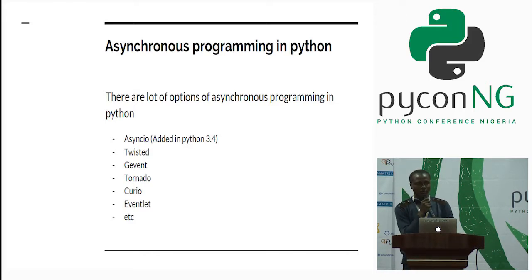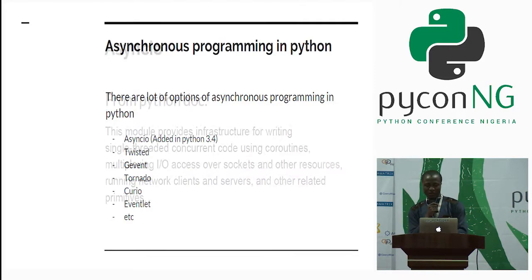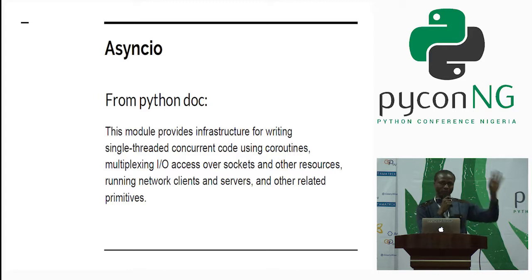We have asyncio, which was introduced to the language in Python 3.4. We've got Twisted, gevent, Tornado, Curio, and so on. But what we're focusing on today is asyncio, which is part of the standard library. It was formerly called the Tulip project, but it has been added to the language itself since Python 3.4. So that's what we'll be looking at, from the Python doc itself.